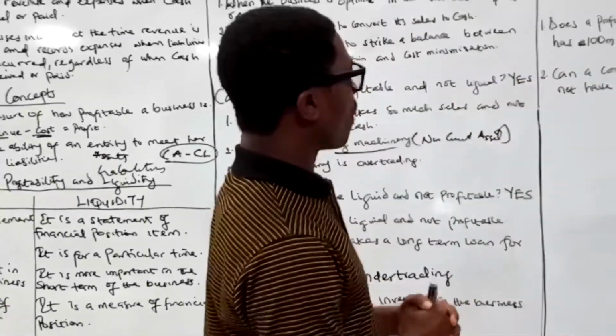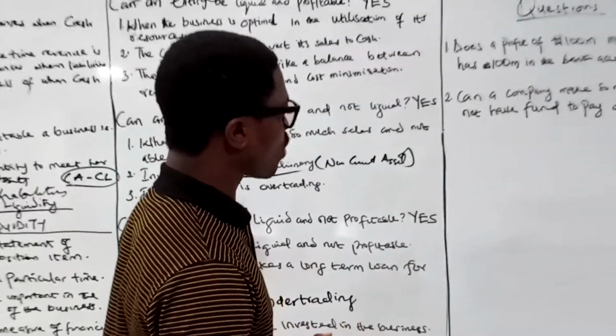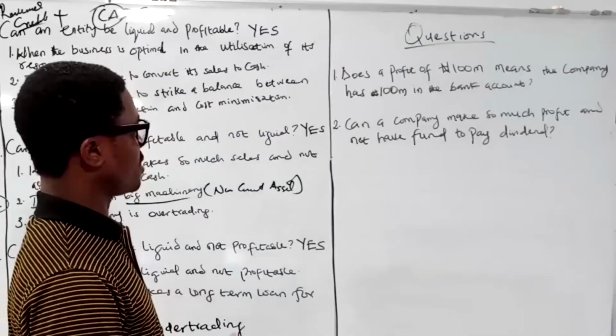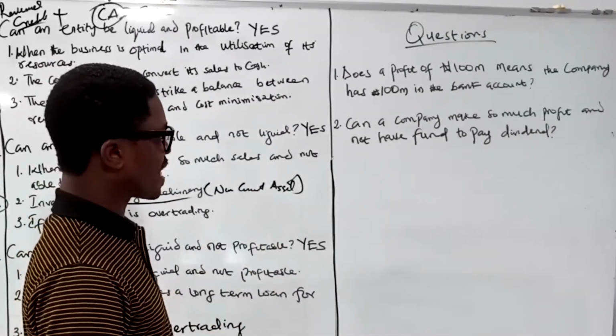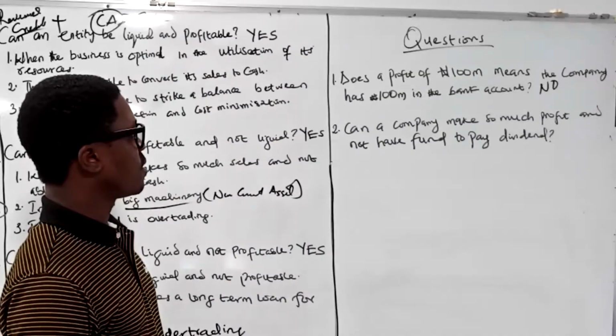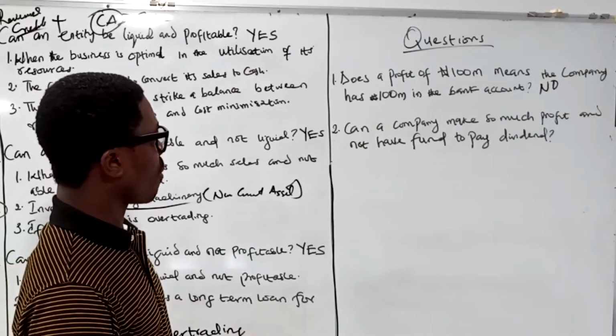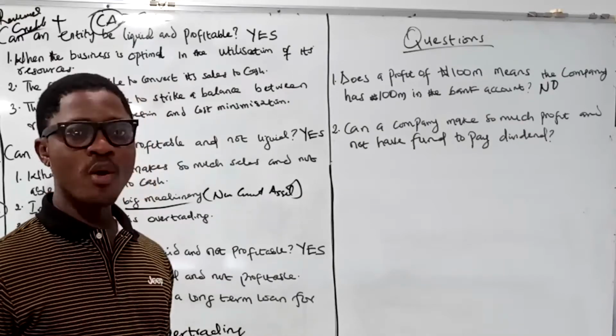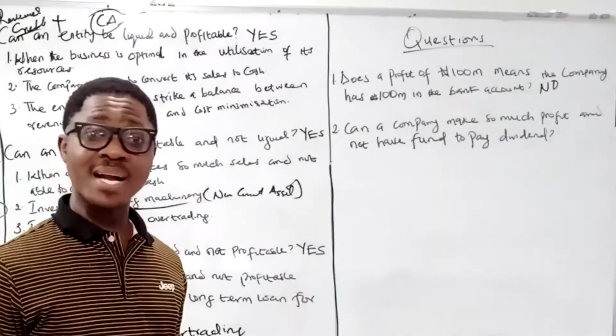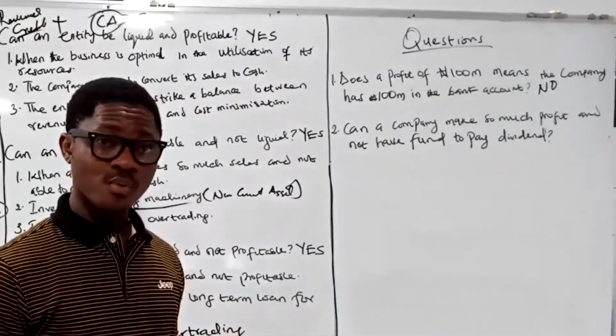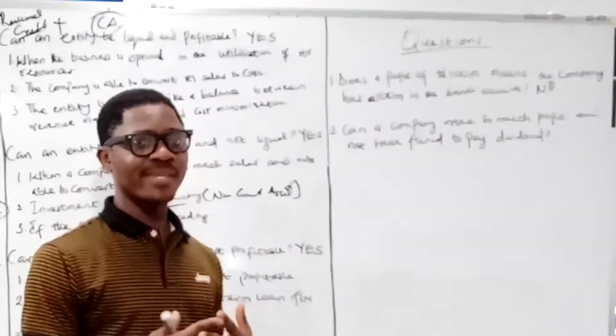Just to drive home my point, I decided to put up these two questions, though kind of funny. These two questions came from experience. Number one question: does a profit of 100 million mean the company has 100 million in the bank account? The answer is no. Why is the answer no?